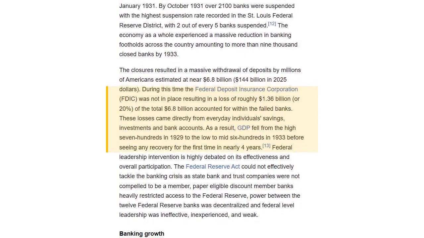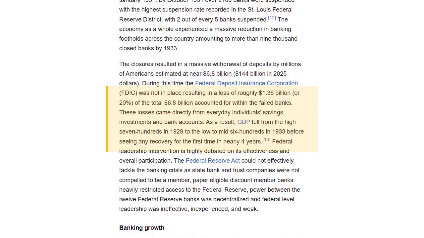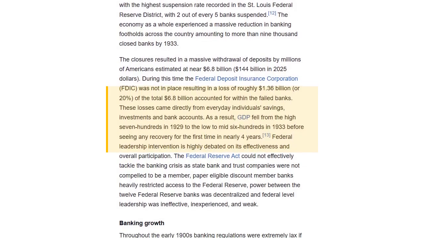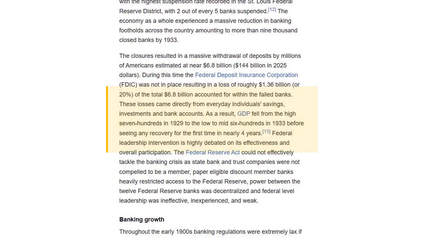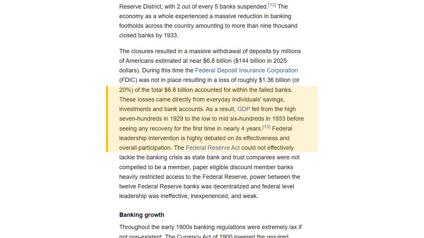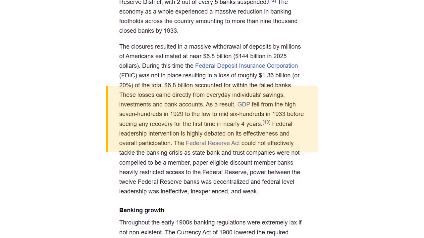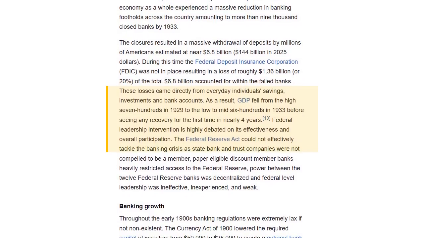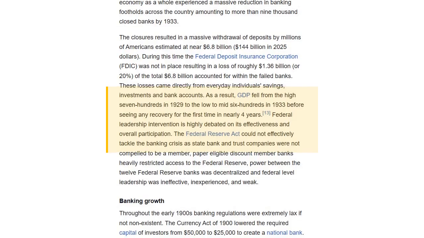These losses came directly from everyday individuals' savings, investments, and bank accounts. As a result, GDP fell from the high 700s in 1929 to the low to mid 600s in 1933, before seeing any recovery for the first time in nearly 4 years.